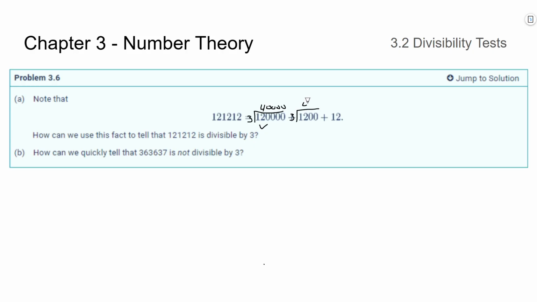Well, sure. That's going to be 400. And we already know this is divisible by 3. That's going to be 4. So check, check, check. All 3 of those are divisible by 3. So 12,1212 must also be divisible by 3.